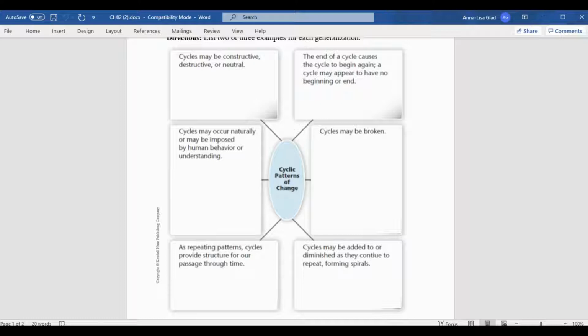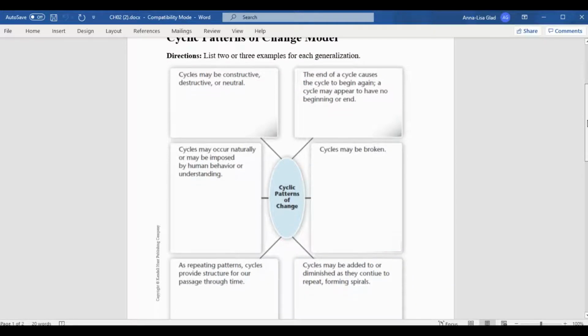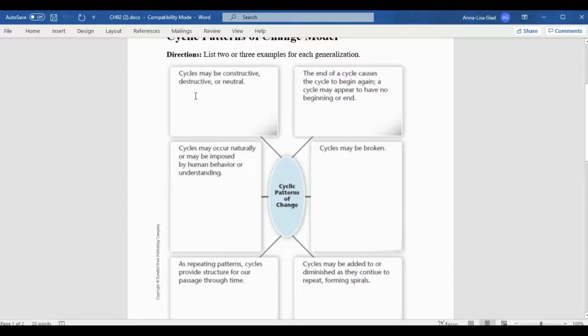So I had to go back and review and look back in my book, and I remember, oh, yes, on page 21. So I have it right up here. Some of the generalizations about cyclical patterns of change are these: cycles may be constructive, destructive, or neutral. Cycles may occur naturally or may be imposed by human behavior or understanding.